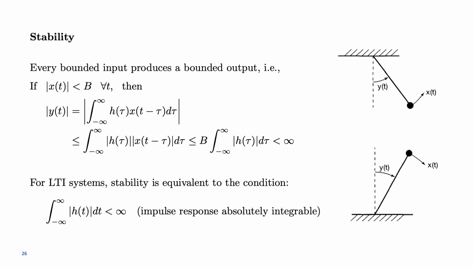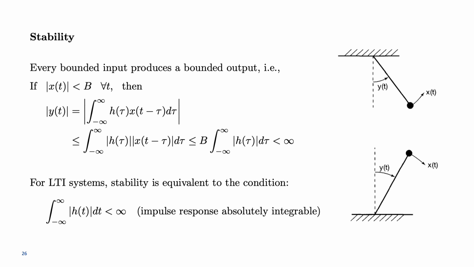Let's conclude with another very important property of a system, which is stability. A system is stable if every bounded input produces a bounded output. And we can try to derive conditions for which this holds. If we have a bounded input, then the input x of t in magnitude will be bounded, as we just said, by a certain number b. Then what about the output y of t? What do we need for the output to be bounded, given that the input is bounded?